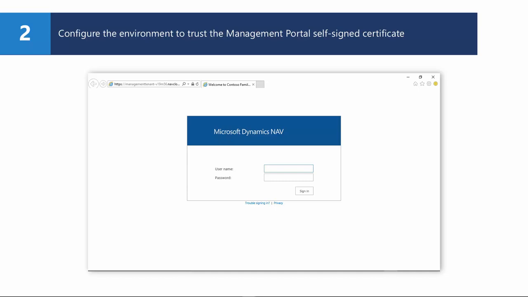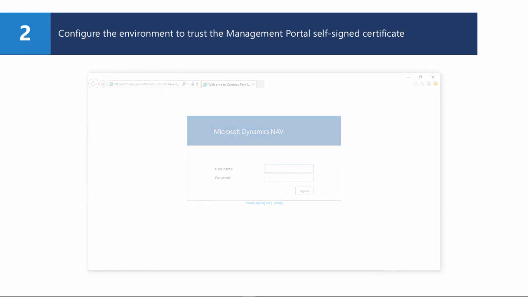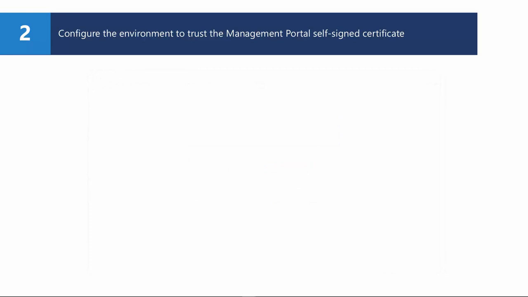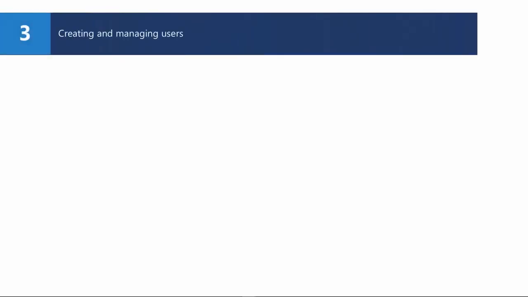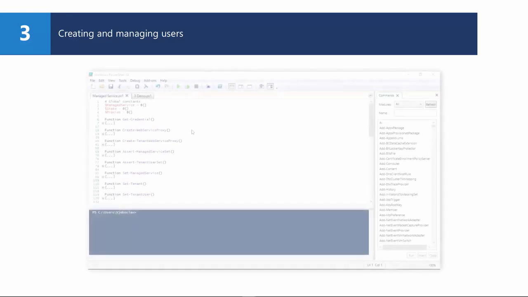More than for browsing, this step was necessary in development environments so that you can easily consume SOAP web services protected using this certificate. Good. Let's now move on to see how to configure new tenants. All of these tasks can be done using other tools or frameworks that can process SOAP requests. For my demos in this video, I'll use PowerShell.